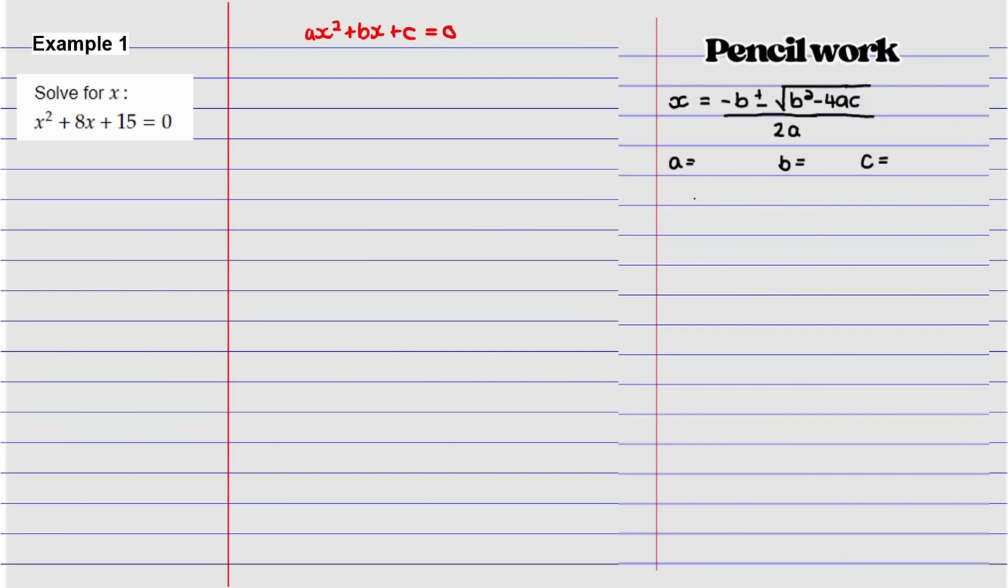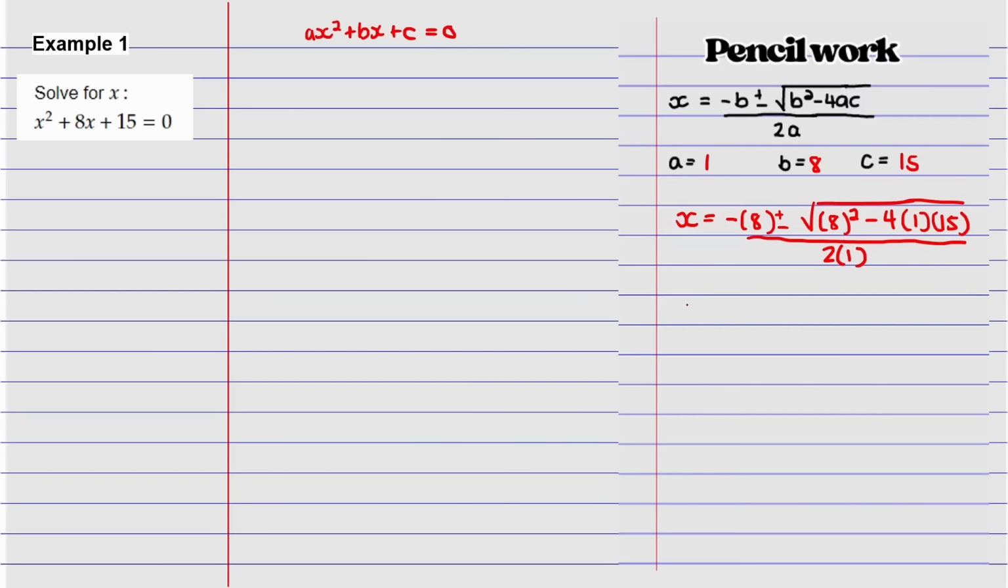So we see the fact that here our a is 1. You see that our b is 8, and we see that our c is positive 15. Then you're going to substitute into the quadratic formula. So it's going to be negative 8, plus or minus the square root of 8 all squared, minus 4 times 1 times 15, right? Then that whole thing is going to be divided by 2 multiplied by a, which is 1, right?